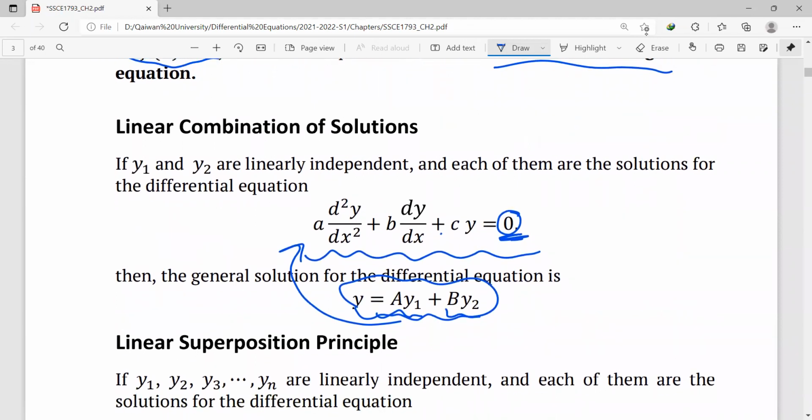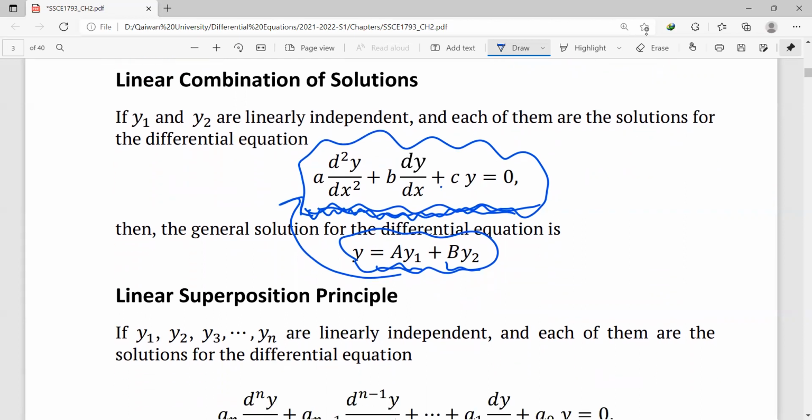This is the second order homogeneous linear differential equation. As you see, the right hand side is 0, meaning it's homogeneous, and the highest differentiation in the equation is 2. That means it's order 2, and it's linear. That means this is the second order linear homogeneous differential equation.